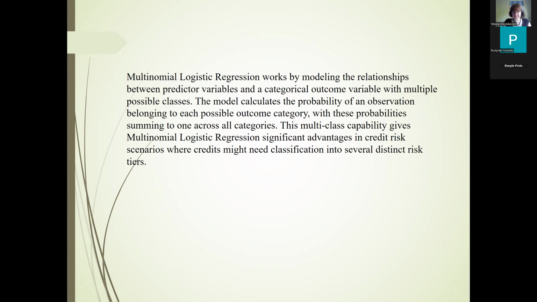Multinomial logistic regression works by modeling the relationships between predictor variables and a categorical outcome variable with multiple possible classes. The model calculates the probability of an observation belonging to each possible outcome category, with these probabilities summing to 1 across all categories. This multi-class capability gives multinomial logistic regression significant advantages in credit risk scenarios where credits might need classification into several distinct risk tiers.